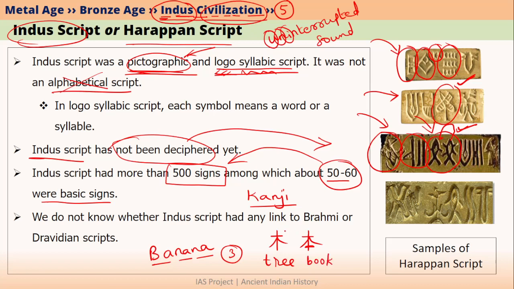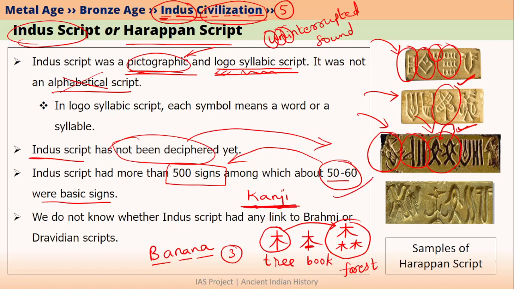And we can make further variations also. If I make, let's say, 3 trees like this, then this becomes forest. So we can see here that from one basic sign, by using variations, we are deriving more and more words. So this is how Japanese kanji script works.